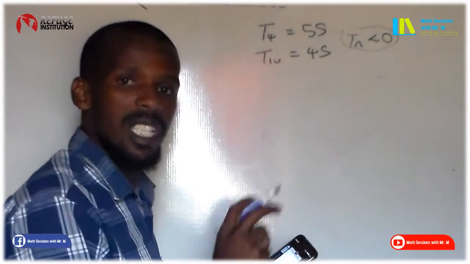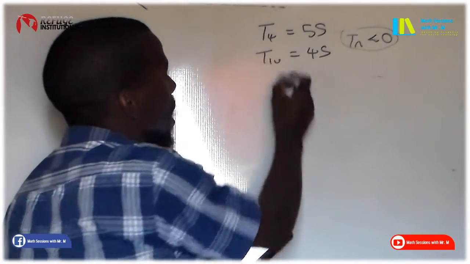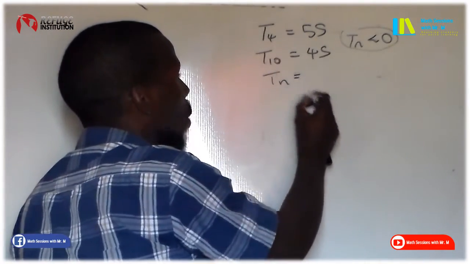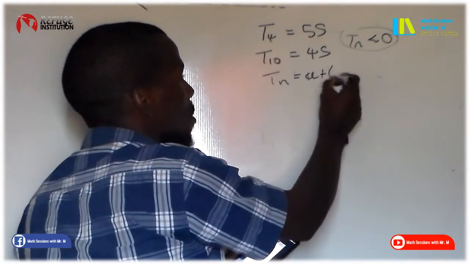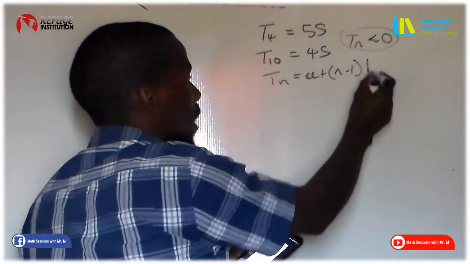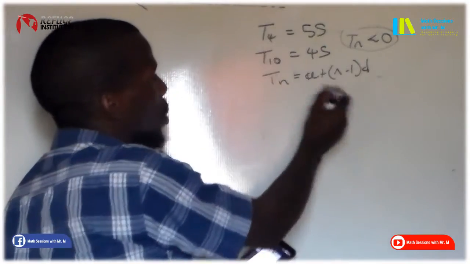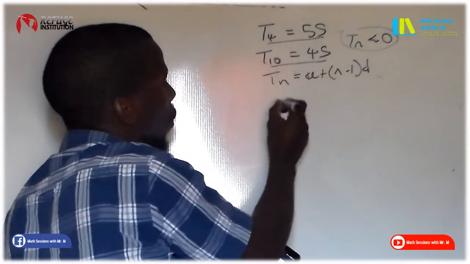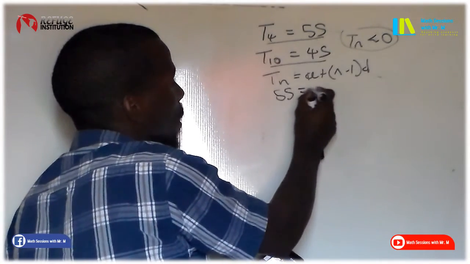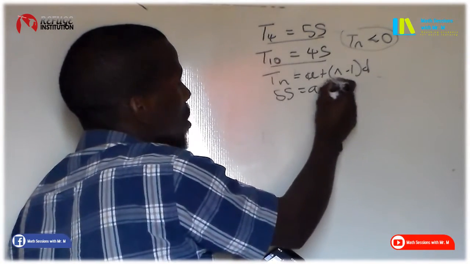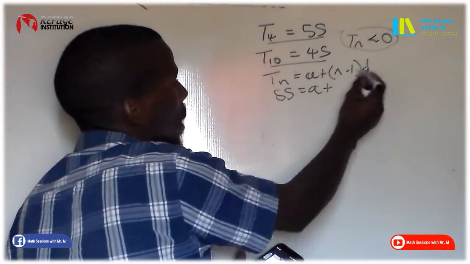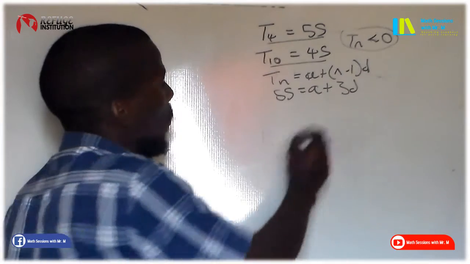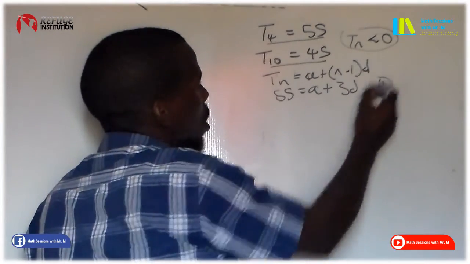First things first, we take note of the general formula, which is Tn is equal to a plus (n minus 1) times the difference d. Because we know T4, we work one at a time, so we substitute T4, which is 55, and therefore a plus (4 minus 1), which is 3, multiplied by d. So this is the first equation.